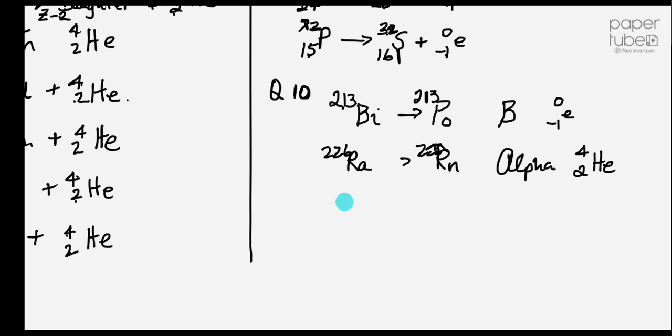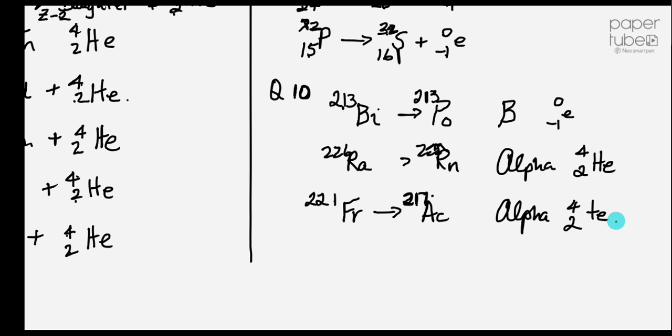And francium goes to actinium. So francium is 221, and it goes to 217. So that number there has gone down by 4. So it must be an alpha. A 4, 2, He. I apologise for the pen here, because the pen has let me down with these small numbers.